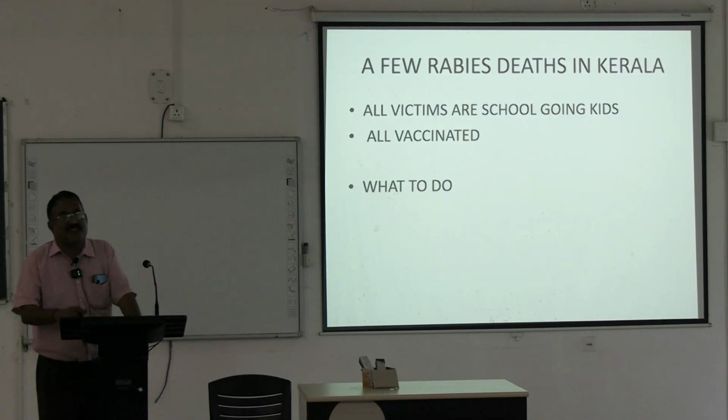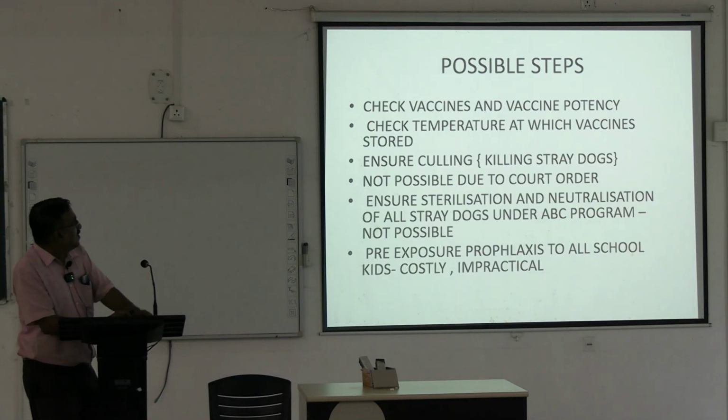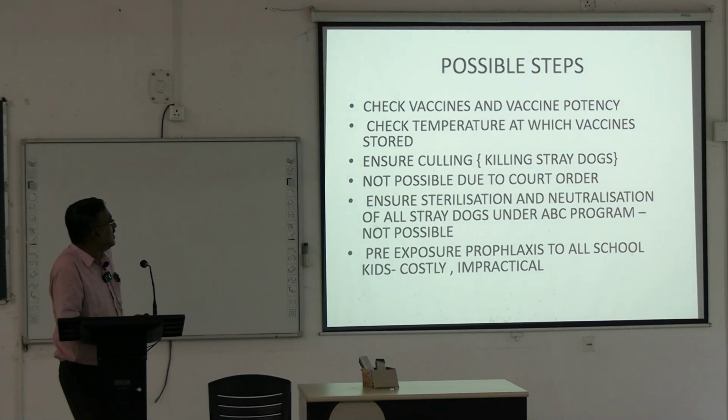This is another one which is a tricky thing. A number of rabies deaths in Kerala among school children, and all are vaccinated. What to do? A number of rabies deaths in children, all are vaccinated. What to do? So, check vaccines and vaccine potency. Check the temperature at which vaccines are stored. As far as my information goes, there is no such problem.